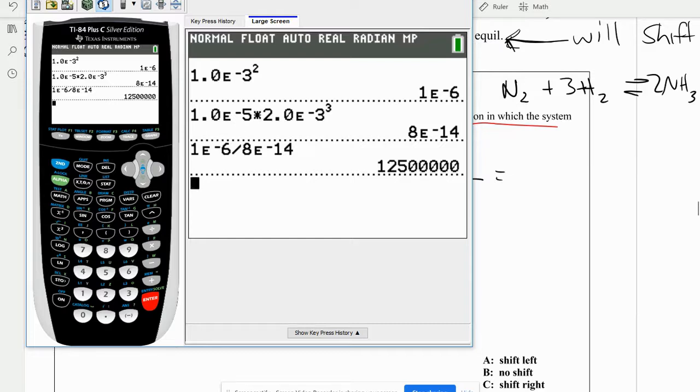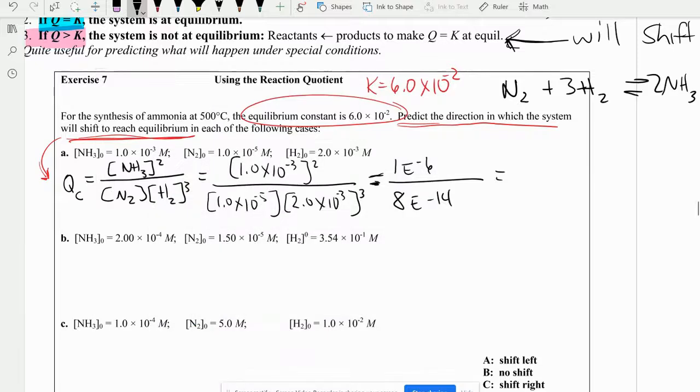Now let's put that into scientific notation. I'll move it over 1, 2, 3, 4, 5, 6, 7. Okay, move it over 7 spots. So here's what I got: 1.25 times 10 to the 7. That's a really large number, like I said. So in this case, this was our Q value.